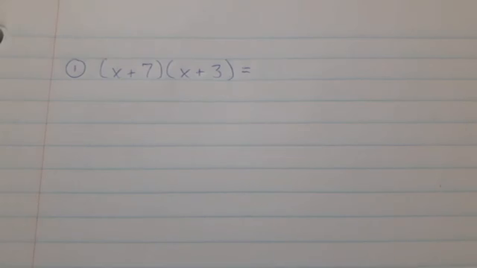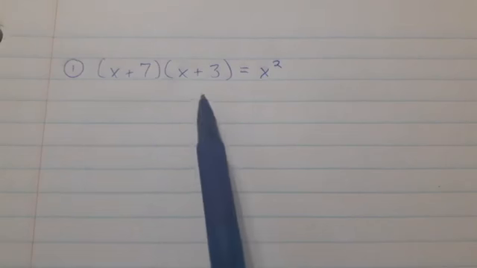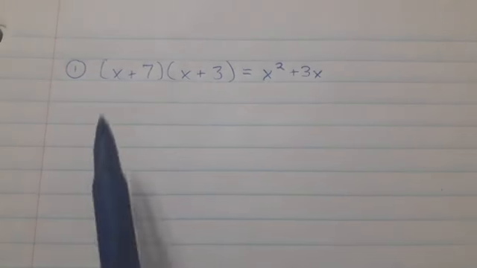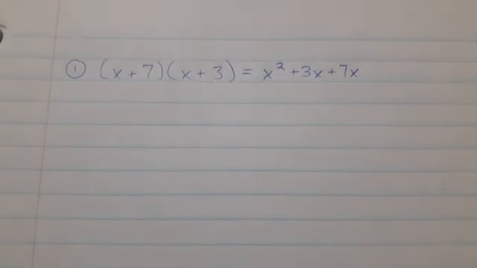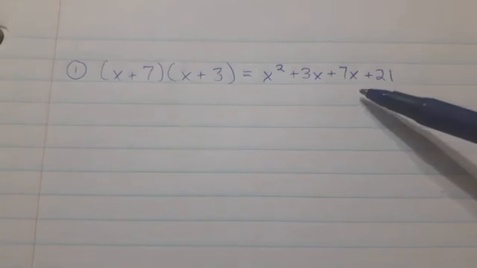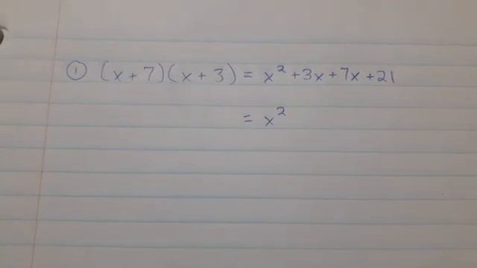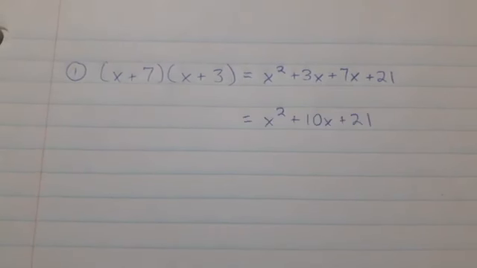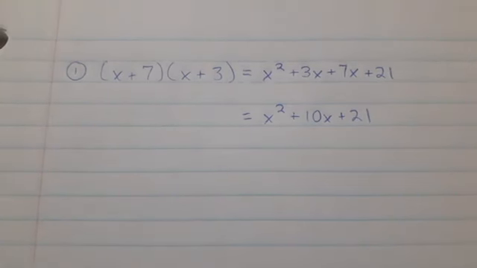In example 1, we have to multiply x plus 7 times x plus 3. So we're going to distribute here. X times x becomes x squared. X times 3 becomes plus 3x. 7 times x becomes plus 7x. And 7 times 3 becomes plus 21. But we're not done yet. We still have to combine those like terms of 3x and 7x to get x squared plus 10x plus 21. So this is what we get when we multiply those two binomials.